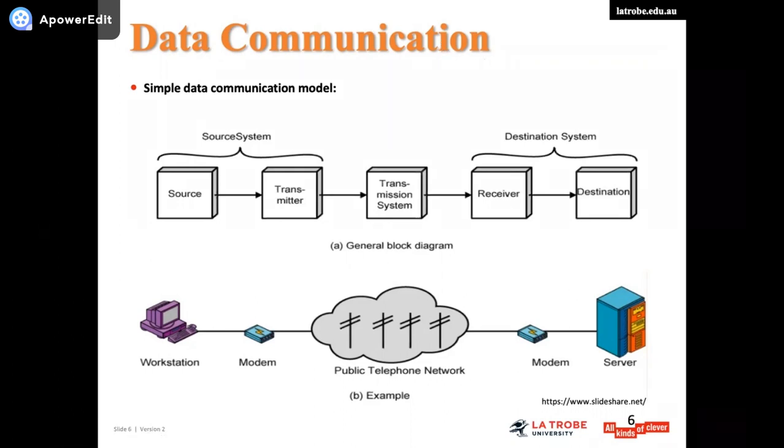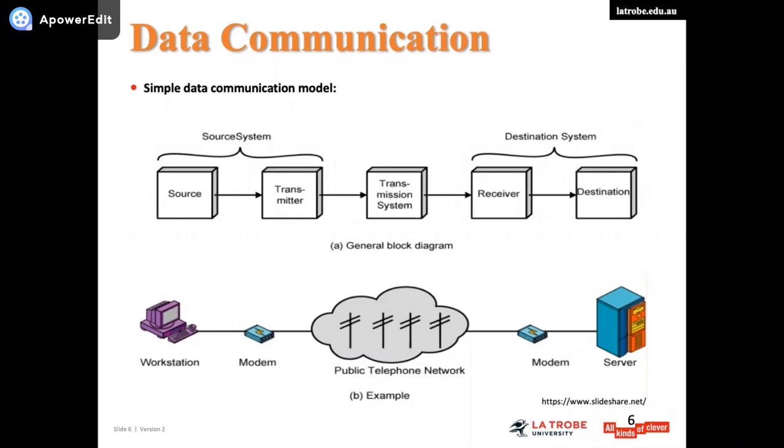So here is an example of how a workstation communicates with a server. In this case, our transmission system is our public telephone network. Our public telephone network is an analog system. Since our workstation and server are both digital, the workstation cannot send the data directly to the public telephone network.